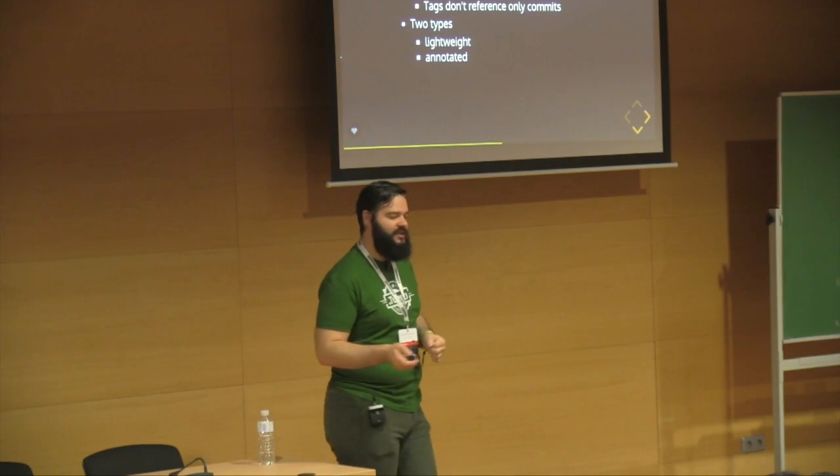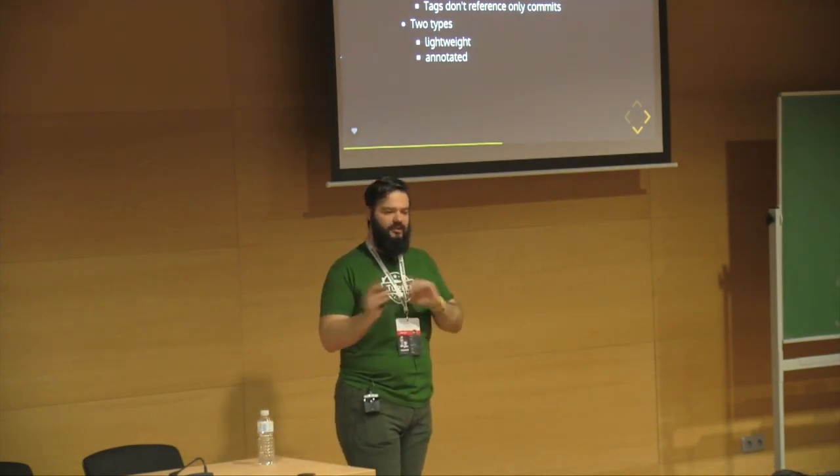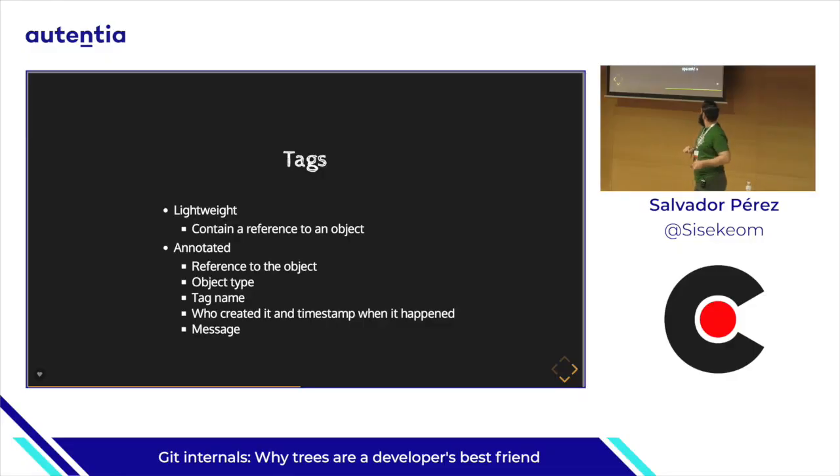After that, the annotated tags. Annotated tags resemble commits more. They contain kind of the same structure as a commit. They contain the author, the timestamp, and a commit message, which is why they are called annotated, because they have a message on what you are pointing to, which helps if you are not pointing to a commit, right? And yeah, the object type and a reference, obviously, to the object.